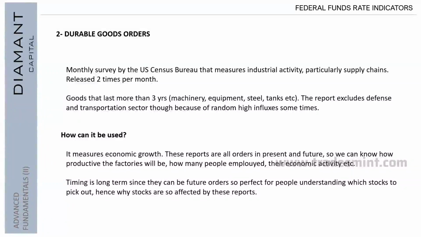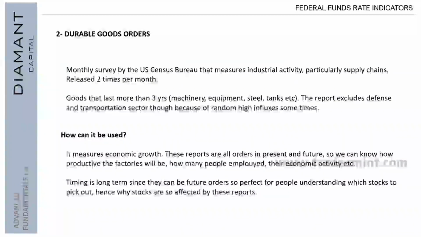So how can it be used? It measures economic growth. These reports are all orders in present and future. So we know how productive the factories will be, how many people are going to be employed, and thus the economic activity at the time. Timing is long term, particularly when we're looking at the futures market, since they can be future orders. So it's perfect for understanding which stocks to pick out. Hence why stocks are so affected by these reports.